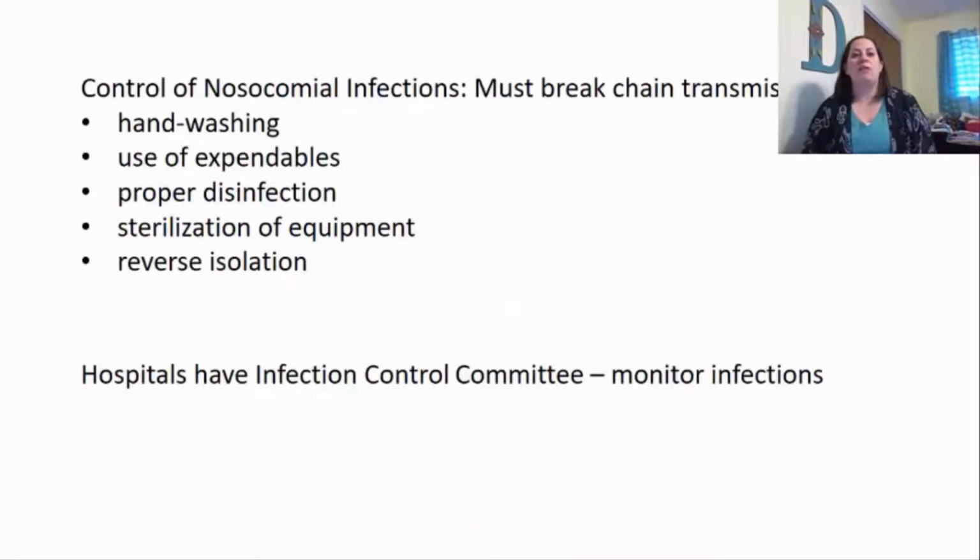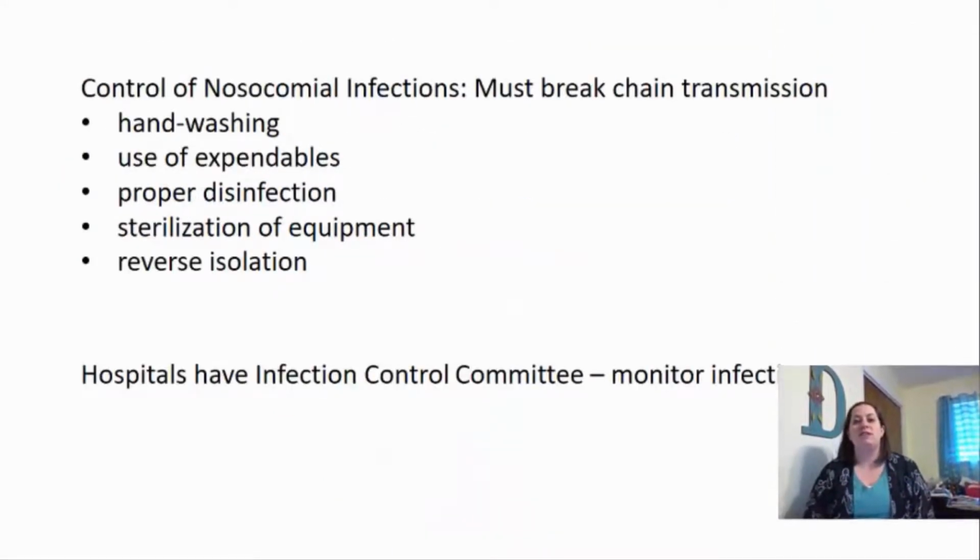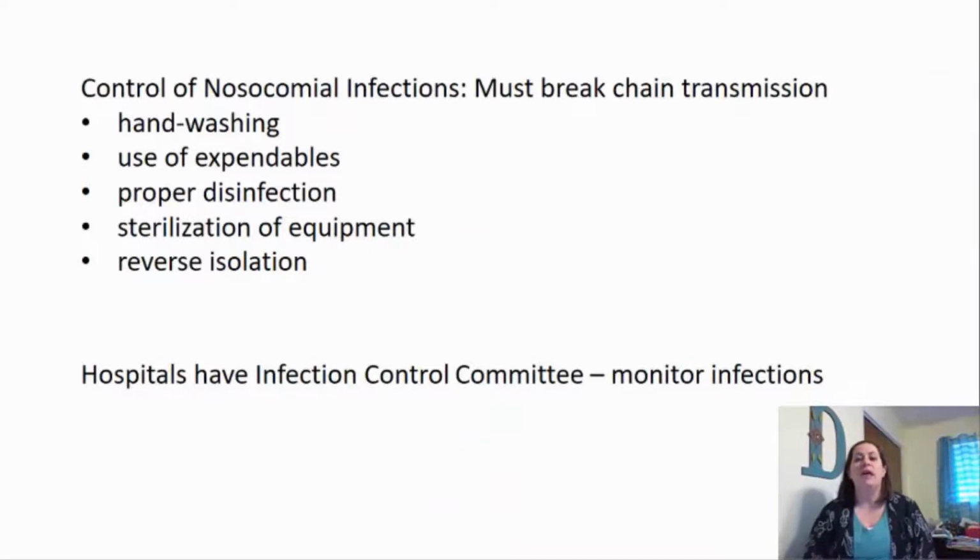So how do we control these nosocomial infections, these infections that are found in the hospital? Again, we must break the chain of transmission. One way to do this is to teach proper hand washing and make sure the employees and even guests really follow the hand washing. We also see the use of expendables. If we're able to use it one time and then get rid of it, that can actually help prevent it being transferred from person to person. Proper disinfection, making sure that things are disinfected properly, sterilizing equipment, and then also doing reverse isolation.